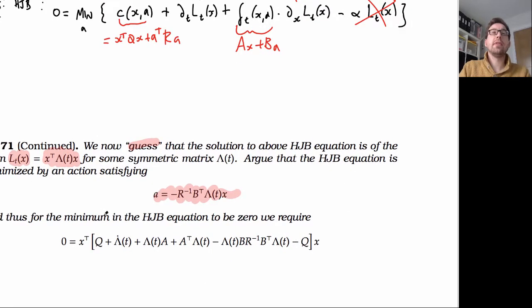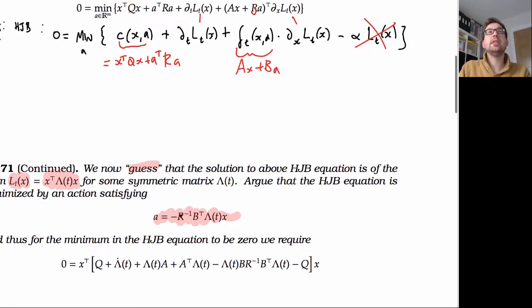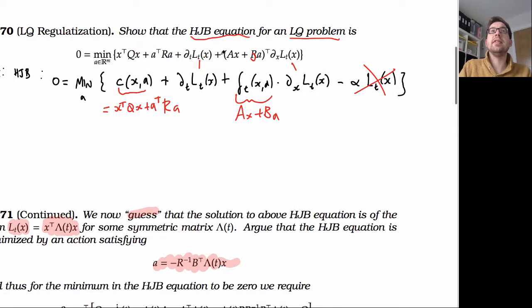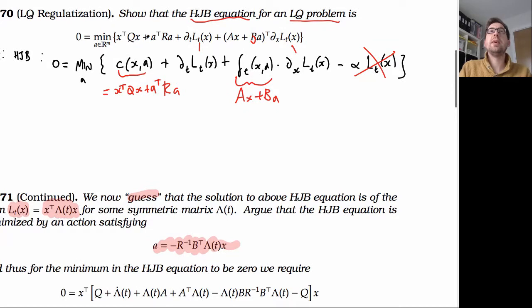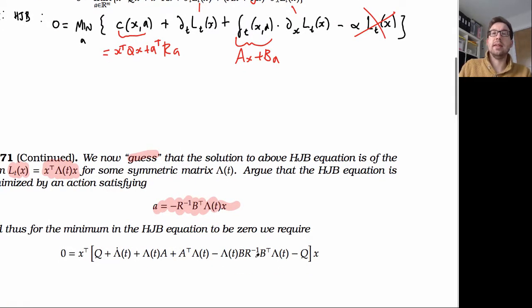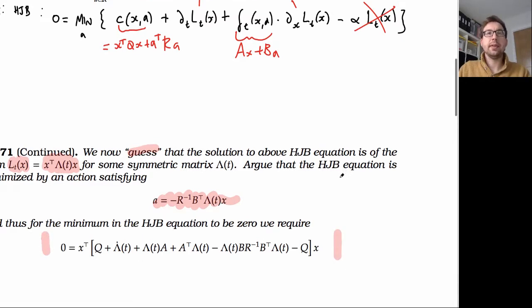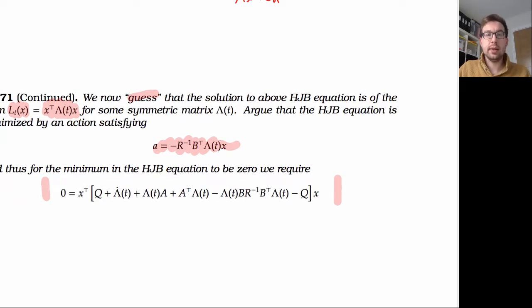And thus, for the minimum of the HJB equation, remember we need the minimum of this over the set of actions to be 0. So when we minimize this over A, then we require the following condition. All right, so let's go about doing that then. This requires a little bit of work, but not too much.